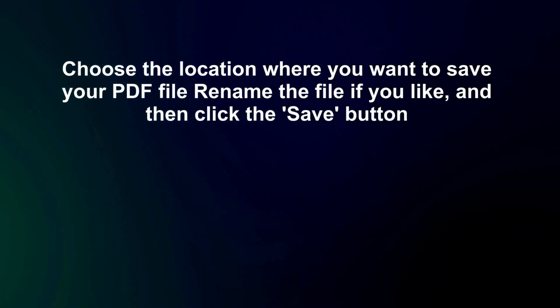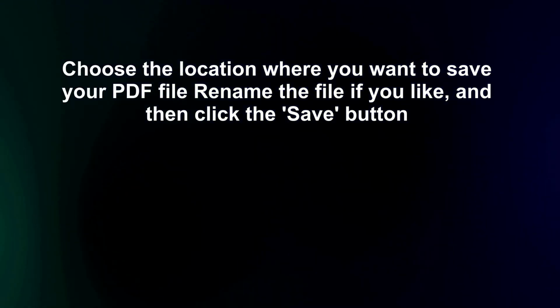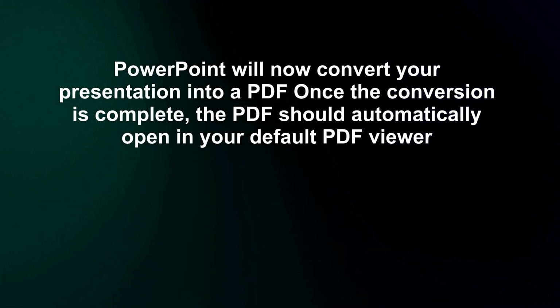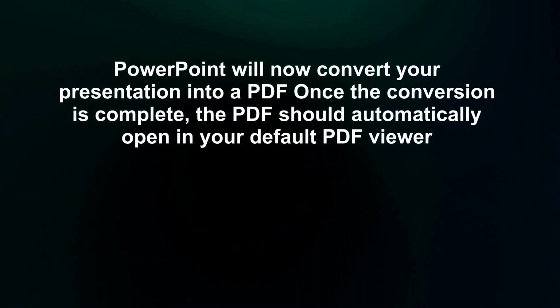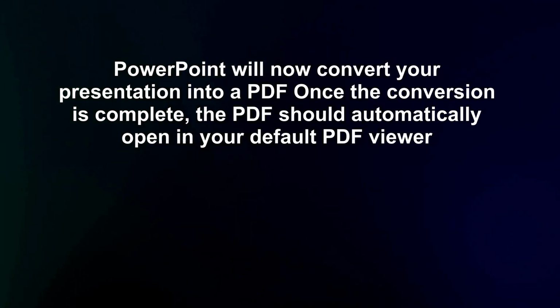Choose the location where you want to save your PDF file, rename the file if you like, and then click the Save button. PowerPoint will now convert your presentation into a PDF. Once the conversion is complete, the PDF should automatically open in your default PDF viewer.